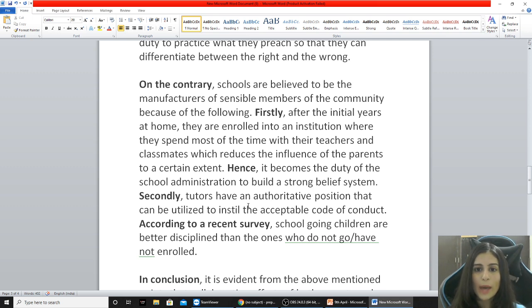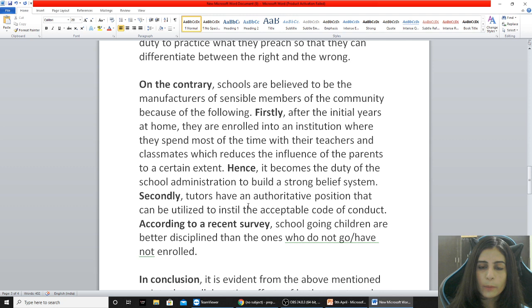So I don't have to actually make a separate session. 50-50 approach basically means you write the introduction, you write the first body paragraph, and you write 2 points in favor of group A. Then you write the second body paragraph and write 2 points in favor of group B, and then you give your conclusion and you make it 50-50. This is how you write a 50-50 essay.